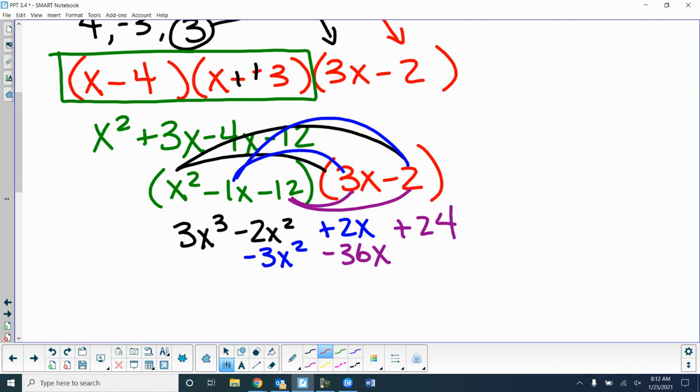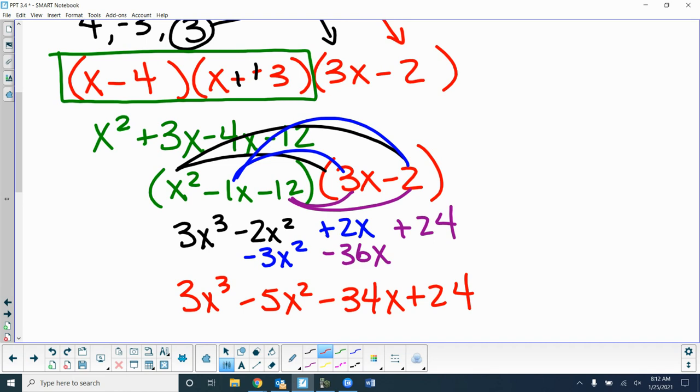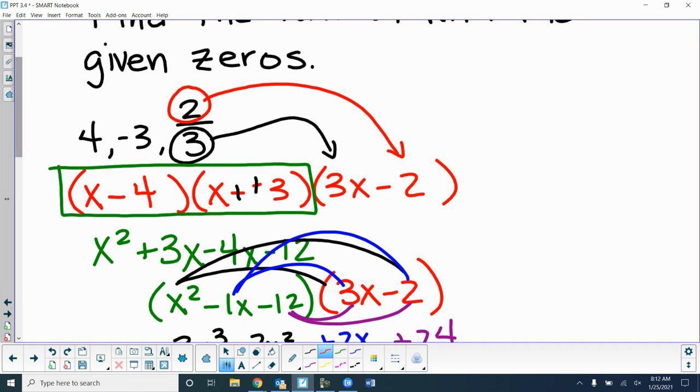Okay? So this answer, this polynomial, 3x cubed minus 5x squared minus 34x plus 24, if I put that in my calculator and look at it, it would cross the x-axis at positive 4, negative 3, and 2/3. We're just going backwards.